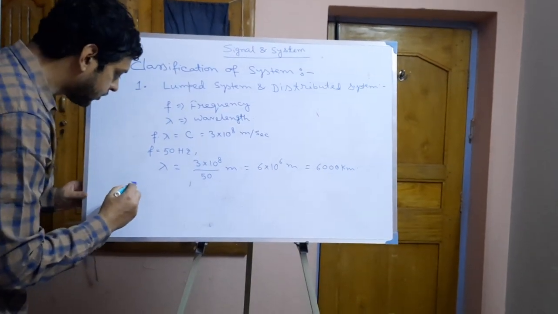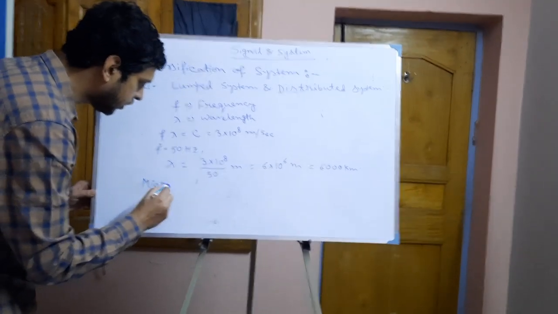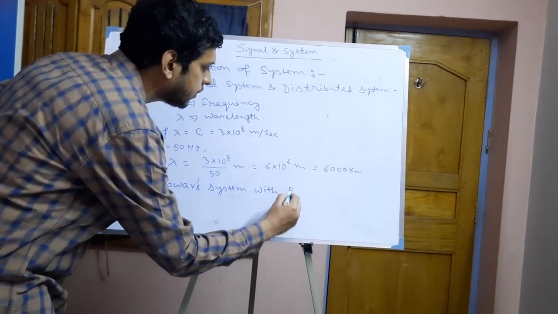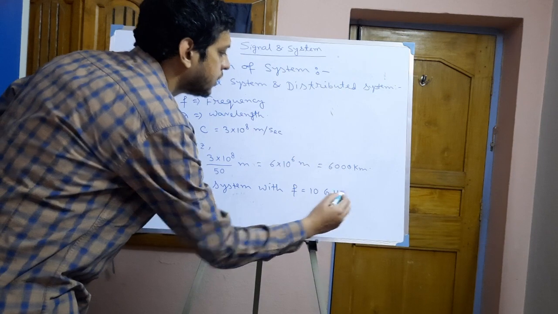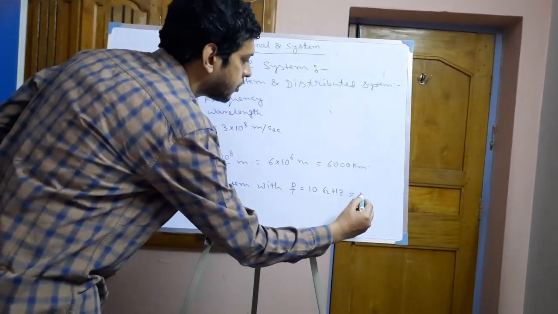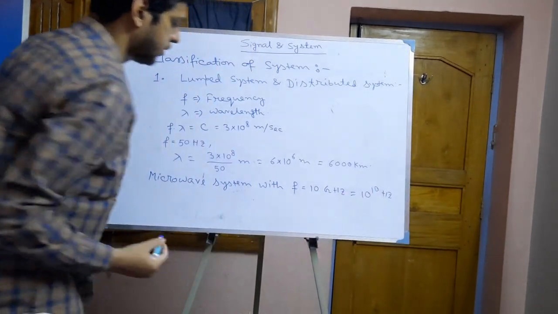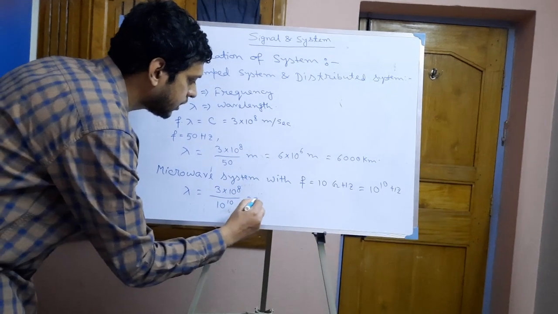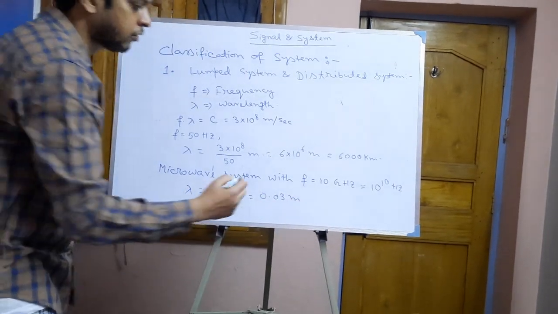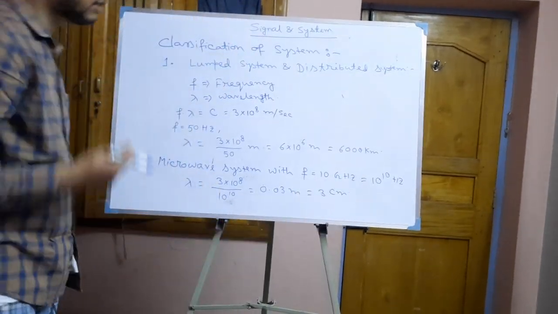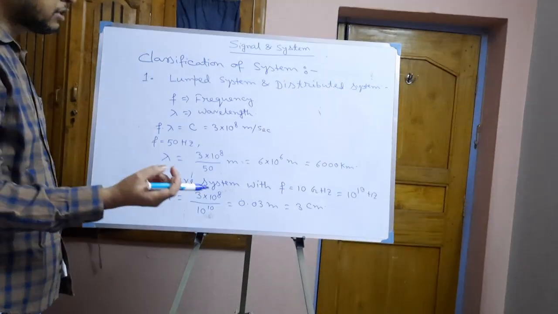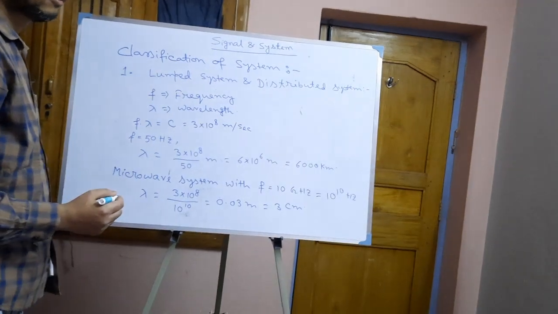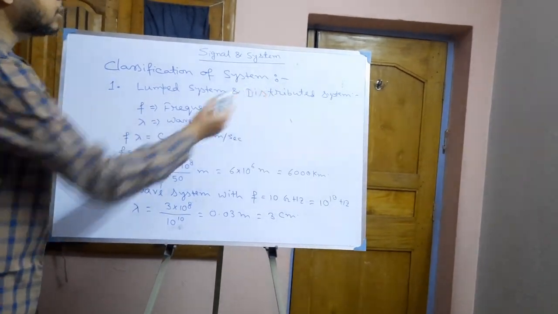Now, let us take the example of a microwave system with f equal to 10 gigahertz. 10 gigahertz means 10 into 10 to the power 9 hertz, or 10 to the power 10 hertz. So lambda there equals 3 into 10 to the power 8 by 10 to the power 10, that is 0.03 meter or 3 centimeter. Therefore, for a microwave system, the physical dimension of even a tiny circuit is comparable with the wavelength. So that circuit will be called a distributed system.